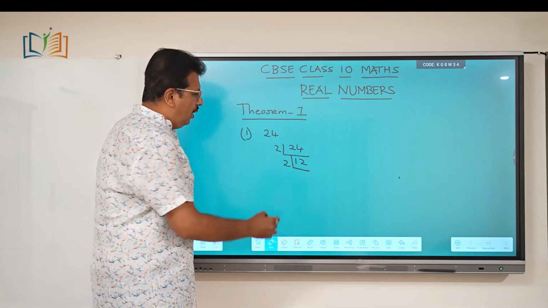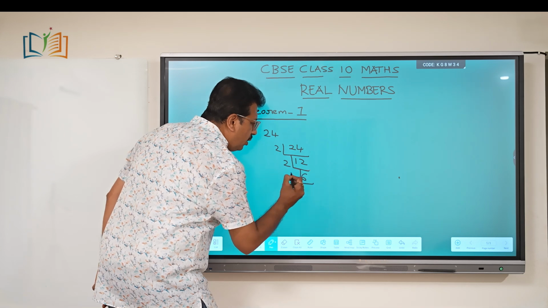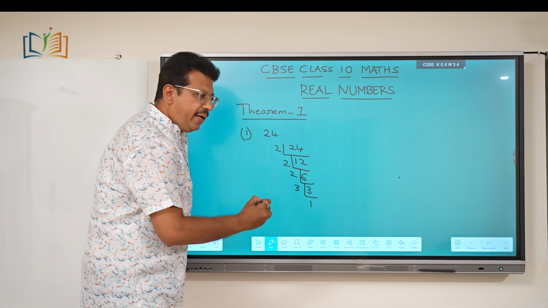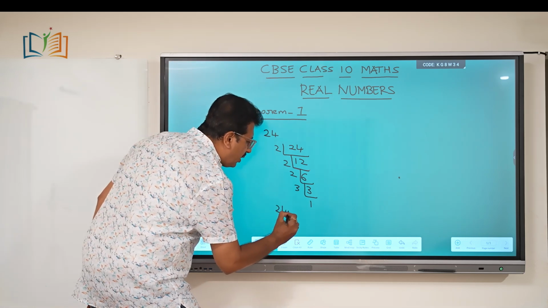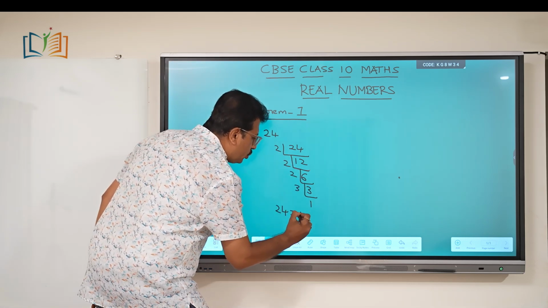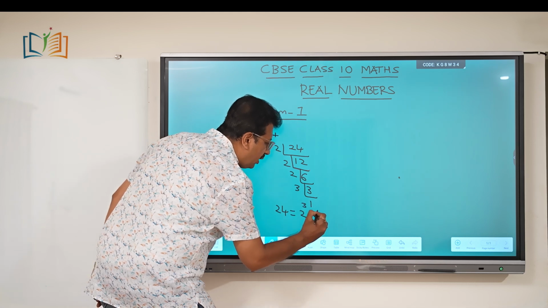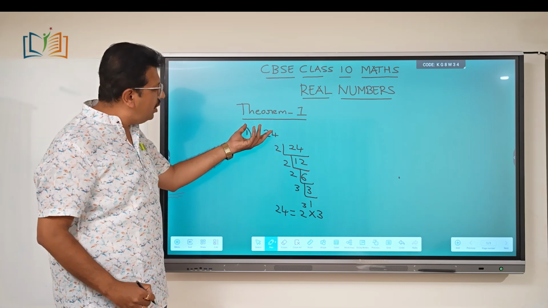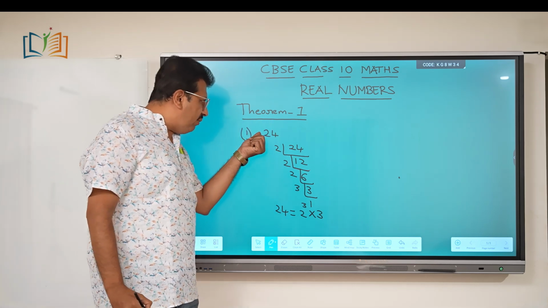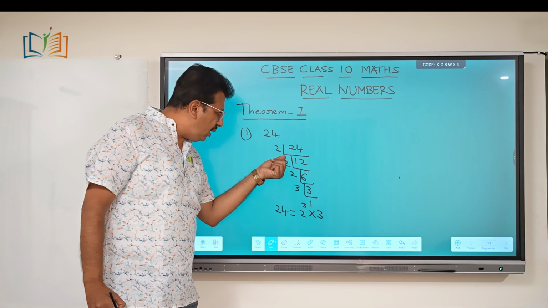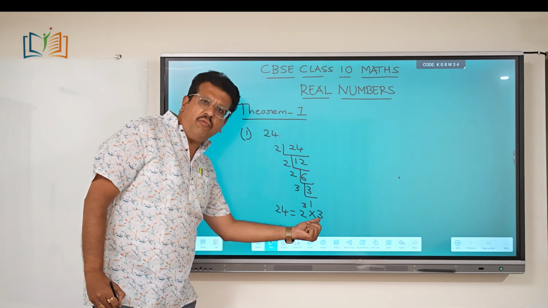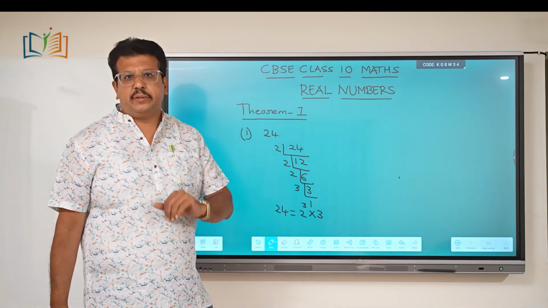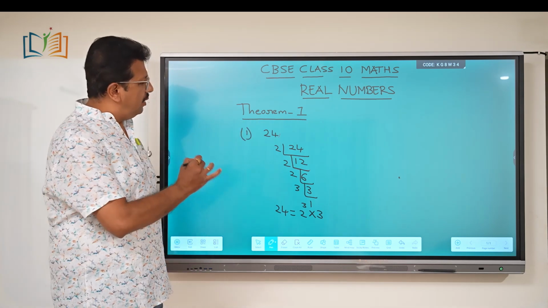So I have taken 2 here. 2 sixes are 12, 2 threes are 6, 3 ones are 3. So it is a product of primes. What can we write 24 as? We can write it as 2 into 2 into 2 into 3, that is 2 cube into 3. This is the concept we are explaining: every composite number, 24 being a composite number, is expressed as a product of primes. We call this the fundamental theorem of arithmetic.